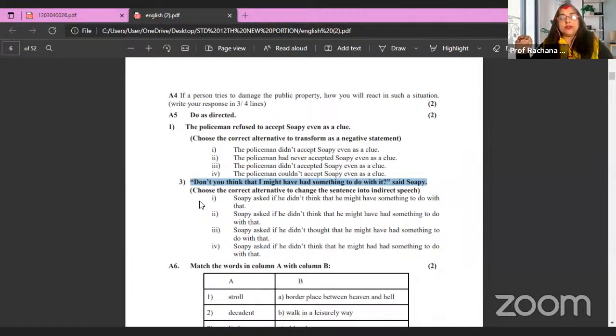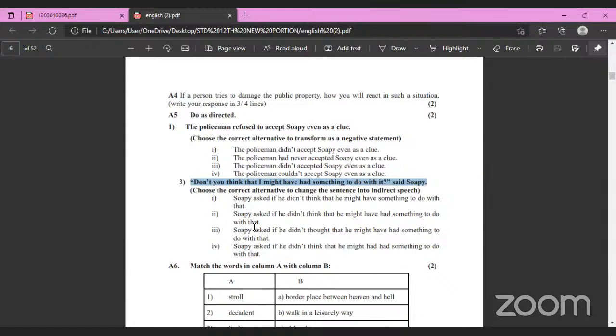Now, in an interrogative sentence, again, the tense: have had. So that is given in which tense? You have to change it to which? Have had will remain as it is. That I might have had. So how would you change it? Which will be the correct answer?